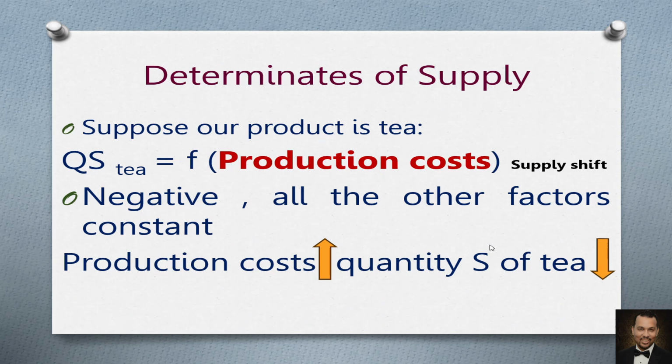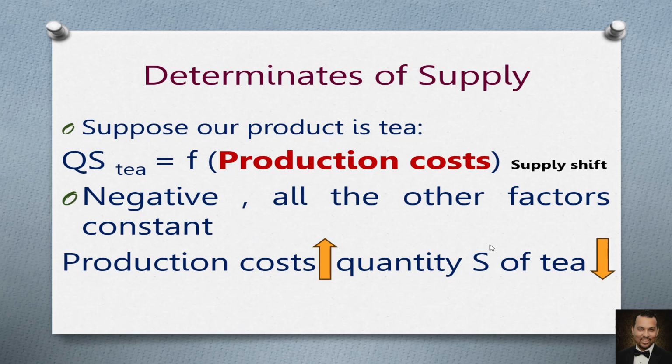The next, production costs. In general, production costs include raw material costs, wages, and so on. By logic, there is a negative relationship between production costs and the quantity supplied of tea. So the supply curve will shift. If the production costs increase, quantity supplied of tea decreases because the supply curve shifts to the left.